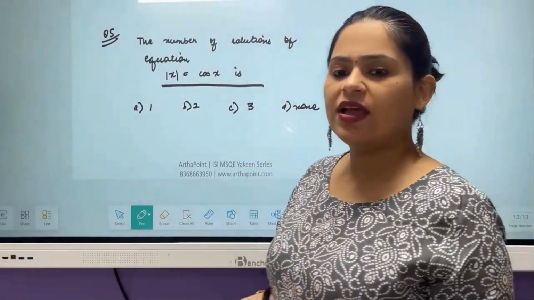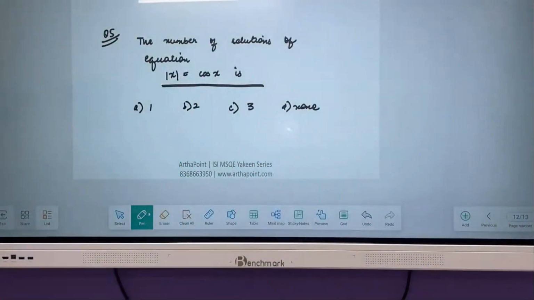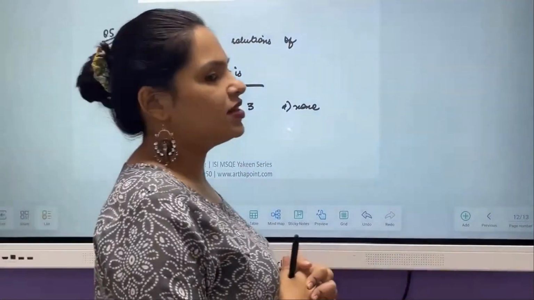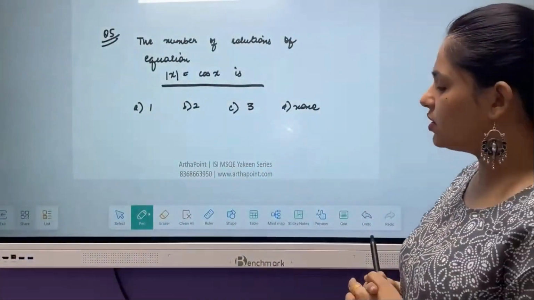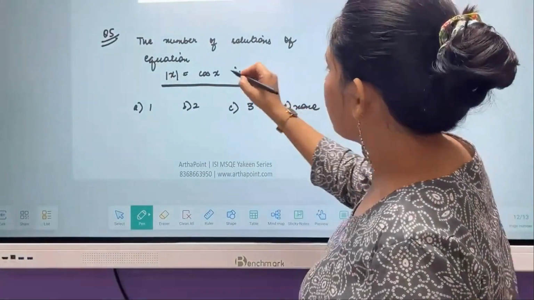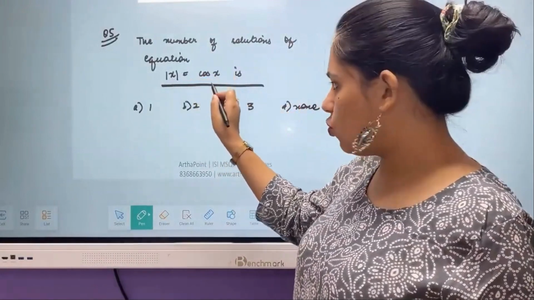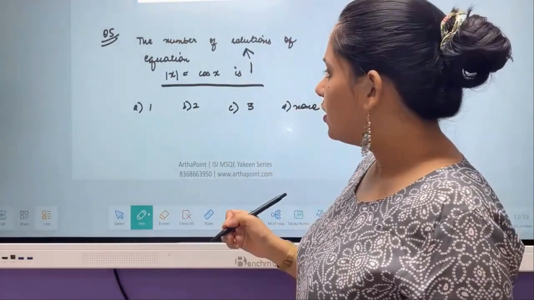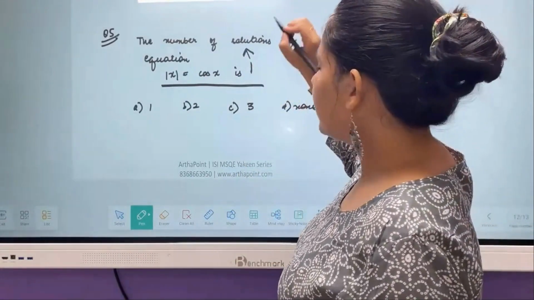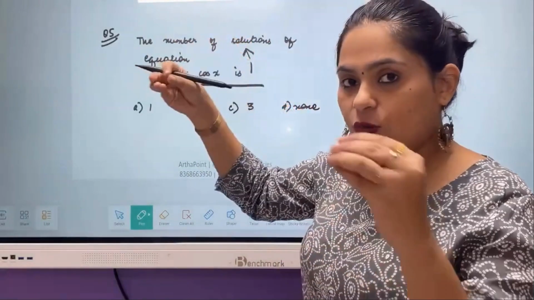Okay? Any other doubt anyone has? Very, very good. For students who are saying that the answer to this question should be 2, excellent. Yes, you are correct. Let's try to see why, beta. So beta, it says mod x is equal to cos x and you have to find the number of solutions to this.